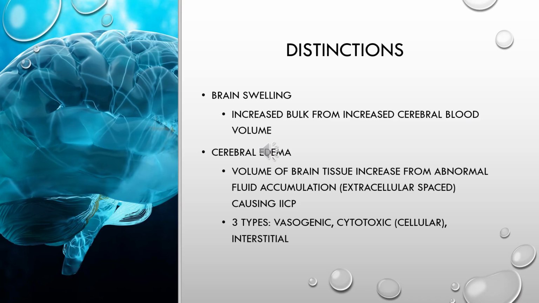Some quick distinctions of what can cause increased intracranial pressure are things like brain swelling, which is increased bulk from increased cerebral blood volume, as well as cerebral edema, where the volume of the brain tissue increases from abnormal fluid accumulations, causing that ICP. There are three types of cerebral edema: vasogenic, cytotoxic, and interstitial, and we're going to look at those in a minute on the next few slides.